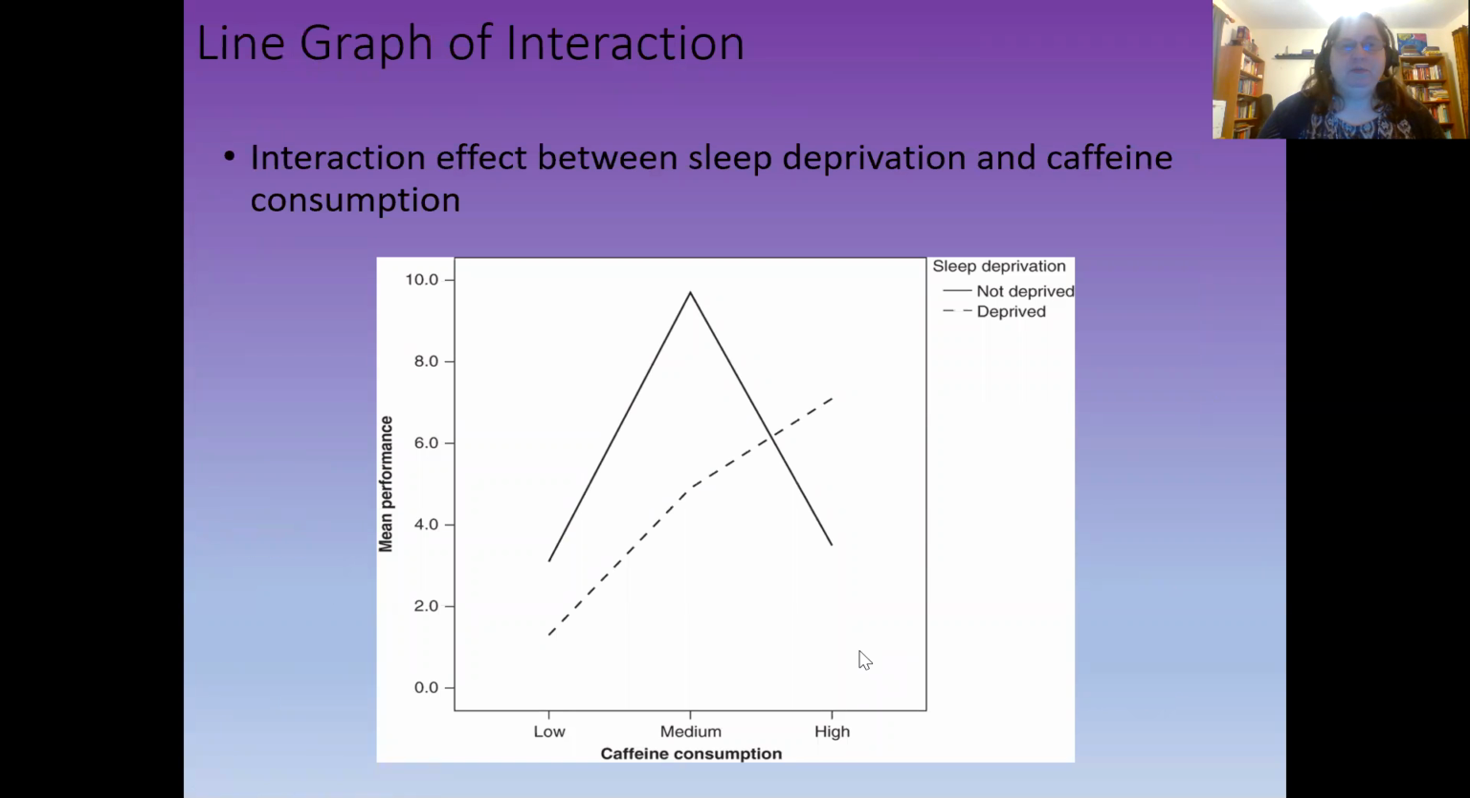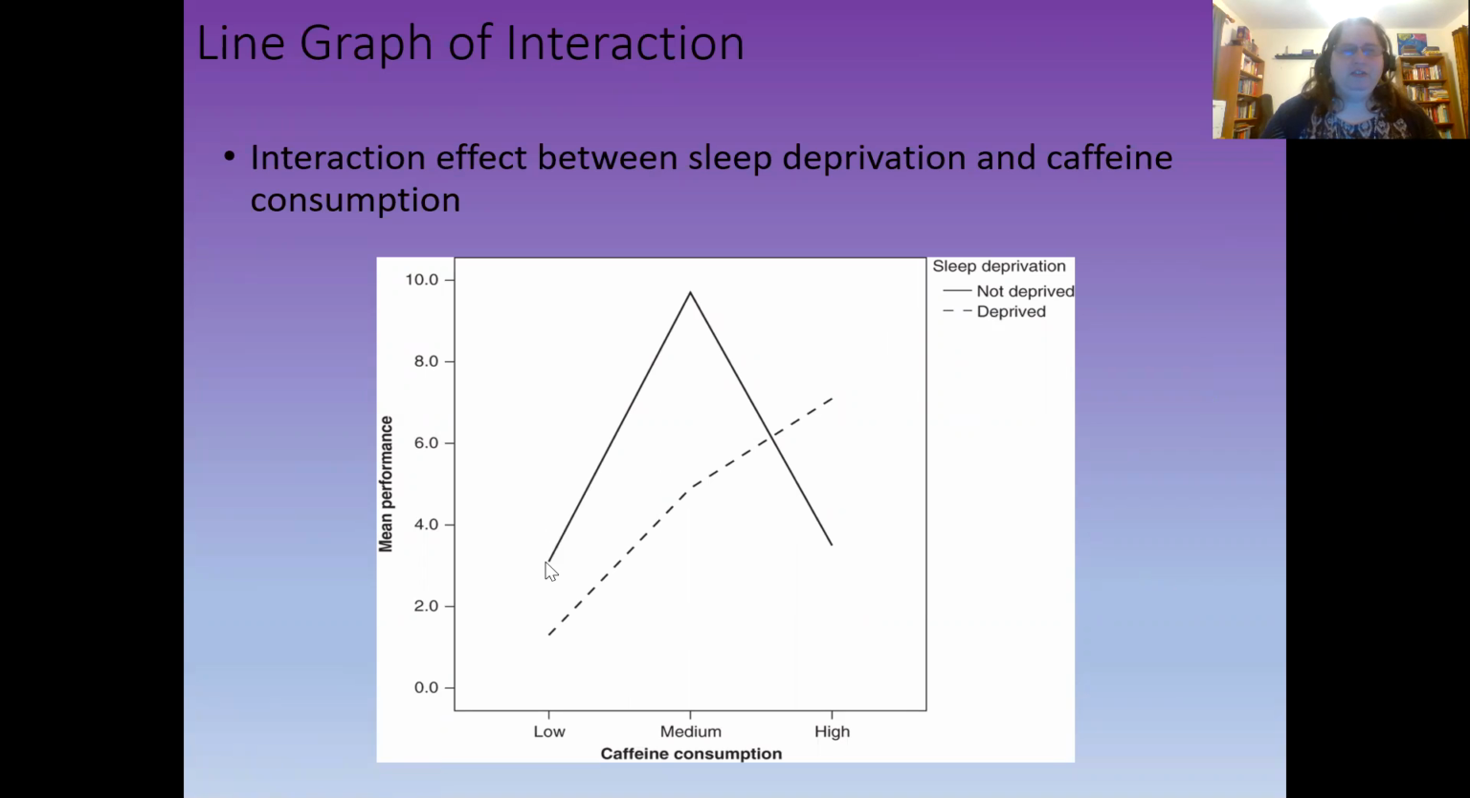Aha, we see some non-parallel lines for sure. These are crossing. And this crossing of lines means that there's an interaction effect between sleep deprivation and caffeine consumption. So let's look at it. The dashed line means deprived, and the straight, non-dashed line means not deprived.